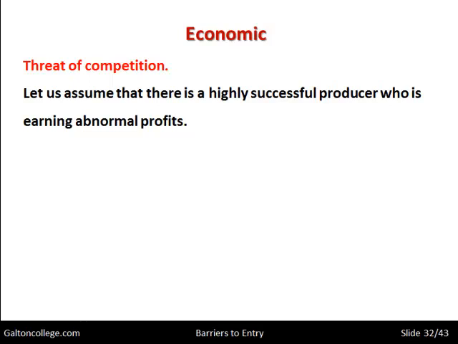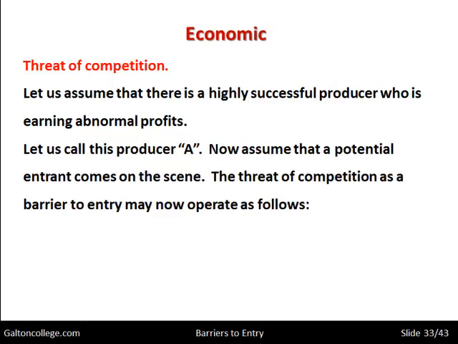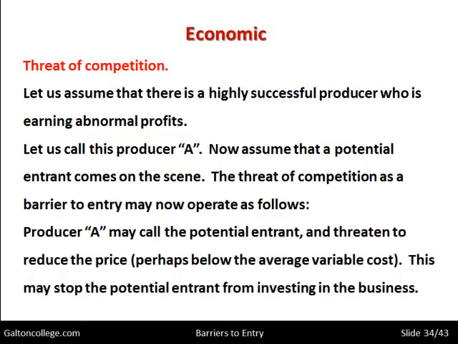Let's say there's a producer who's making abnormal profits, a highly successful one. Let's call the producer A. Now assume that a potential entrant comes on the scene. So this producer A is making abnormal profits. Now a potential entrant into the market comes on the scene. The threat of competition as a barrier to entry may now operate as follows.